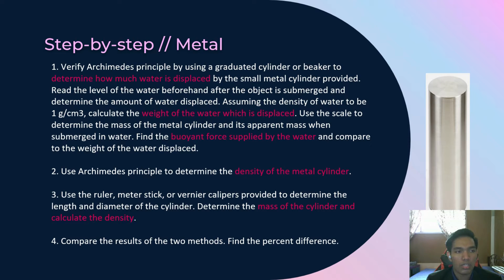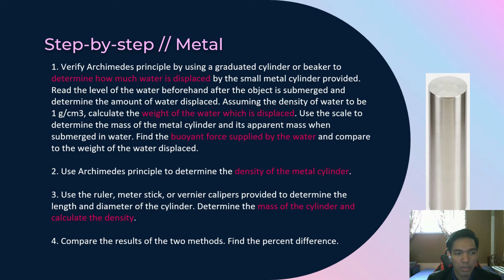First of all, the step is to verify the Archimedes principle using a graduated cylinder to determine how much water is displaced when the metal cylinder is submerged in the water put into the graduated cylinder. Assuming the density of the water to be 1 gram per cubic centimeter, we are going to calculate the weight of the water that has been displaced. Then, using the scale, we are going to determine the mass of the metal cylinder and its apparent mass when it is submerged in water. Last but not least, we are going to find the buoyant force supplied by the water and compare it to the weight of the water that has been displaced.